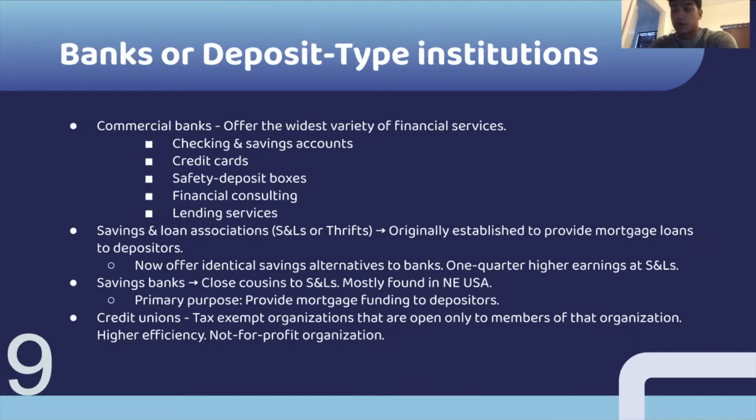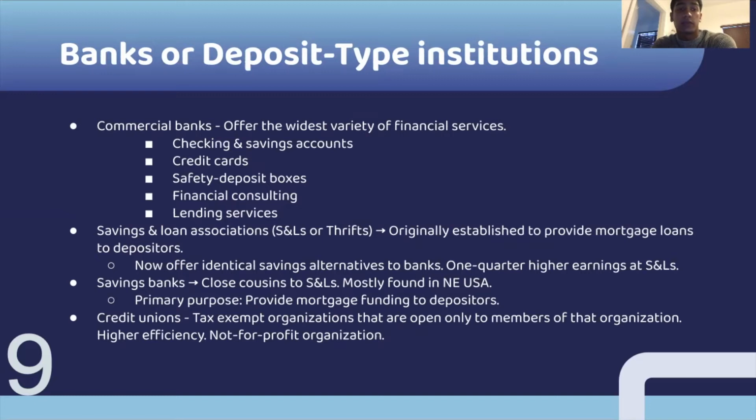So first we have commercial banks. These offer the widest variety of financial services, and they also have the widest network of branch offices and locations. And so they're able to keep a personal relationship with their clients. Some of the biggest services they offer are checking and savings accounts, credit cards, safety deposit boxes, financial consulting, and all types of lending services. Commercial banks also have the biggest amount of assets compared to every other type of institution.